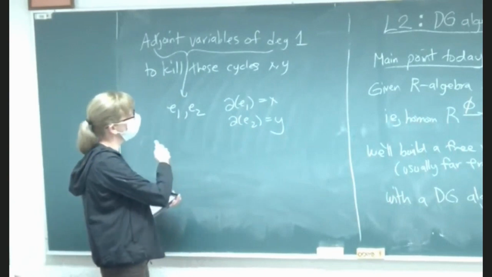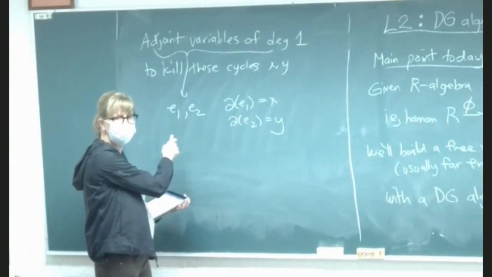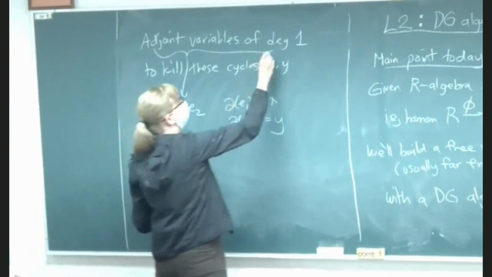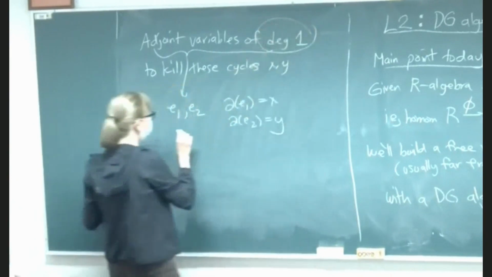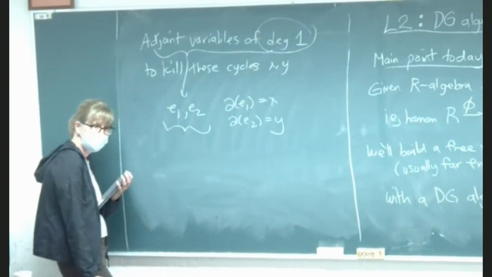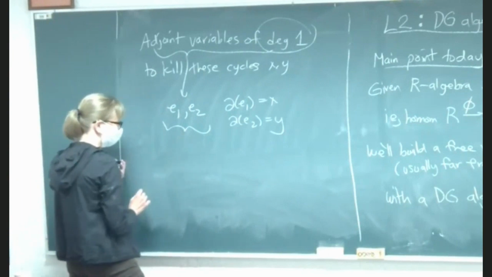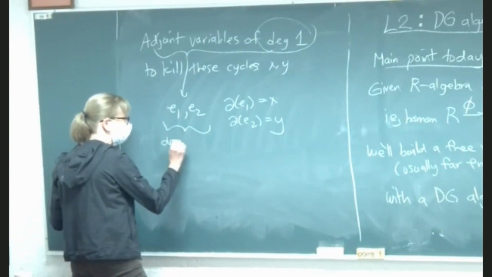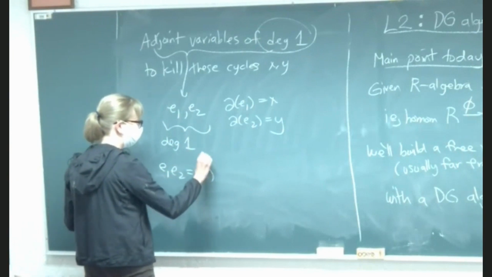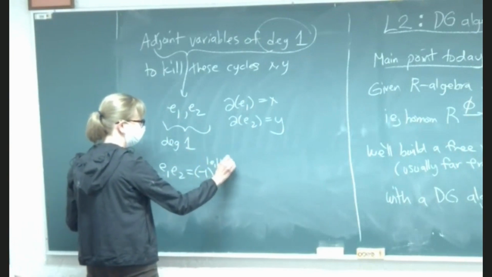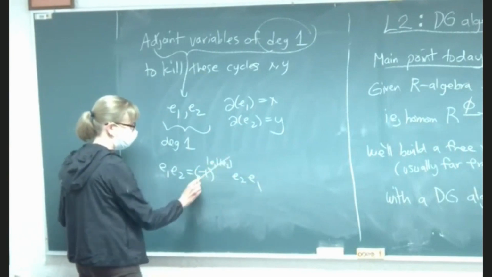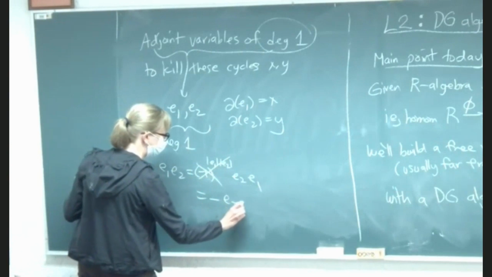Okay, but now I actually want to throw in the whole algebra generated by these variables. What kind of an algebra is it? They are degree 1 variables. So what kind of an algebra does this form? Do they commute? So these are degree 1, so E1 times E2 equals minus 1 to the degree of E1 times degree of E2, times E2 E1. That is negative, so it equals minus E2 E1.